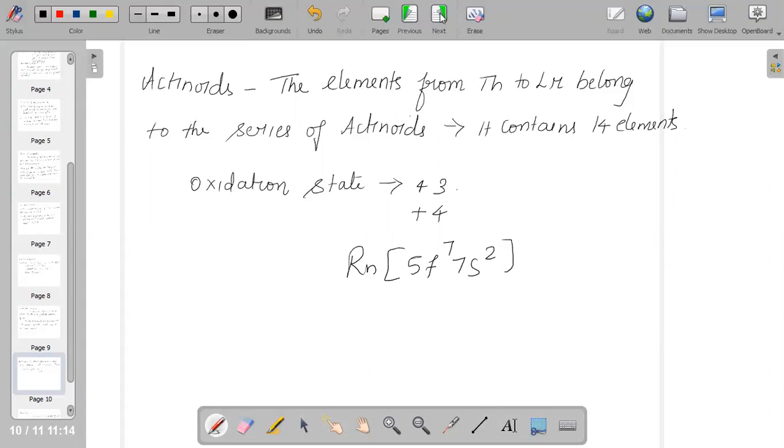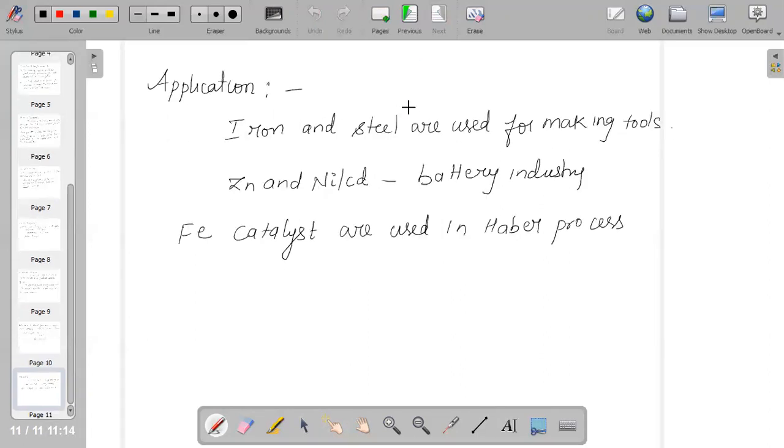The ionic radii gradually decrease across the series because of the poor screening effect of the nuclear charge exerted by the f electrons. And that term we call the actinoid contraction.